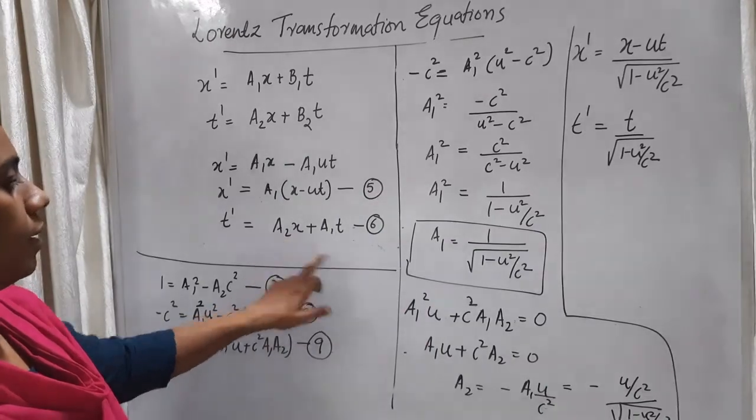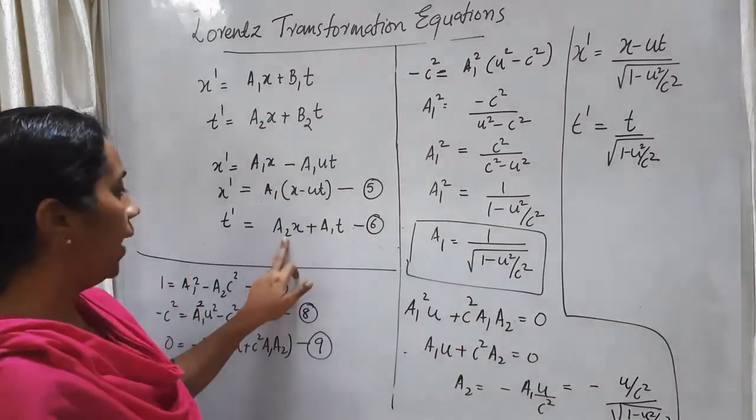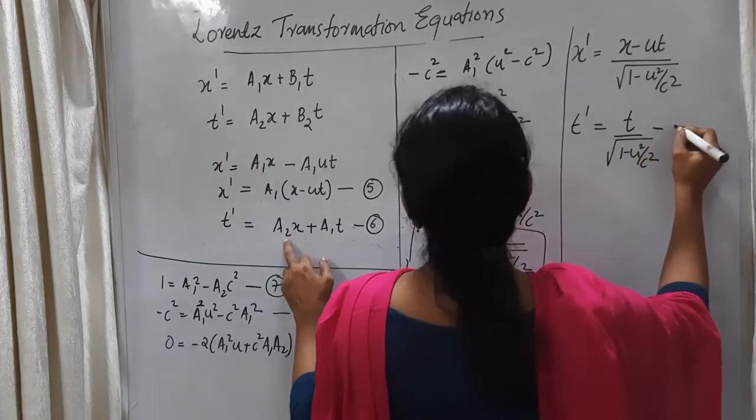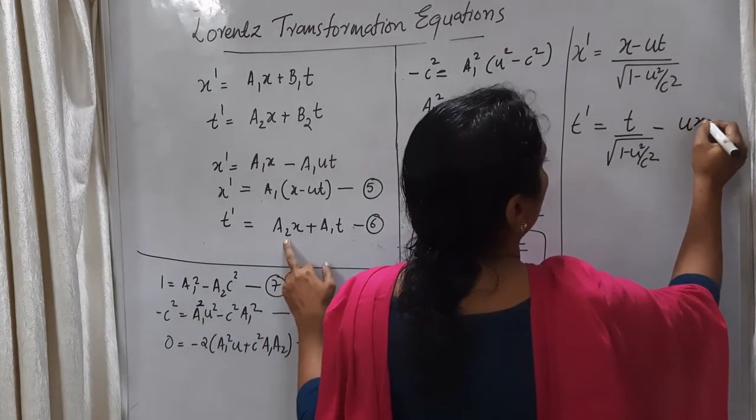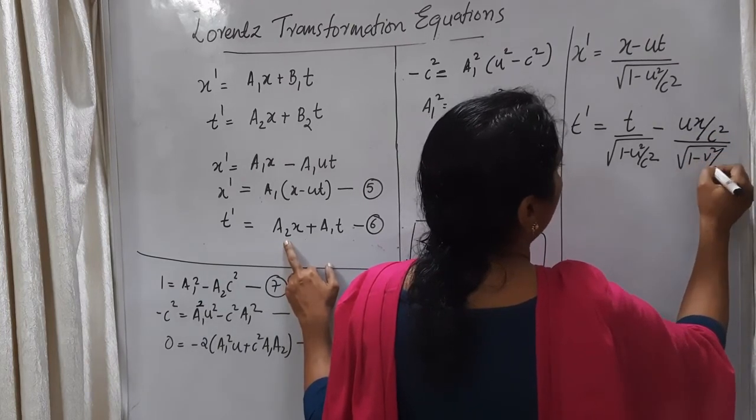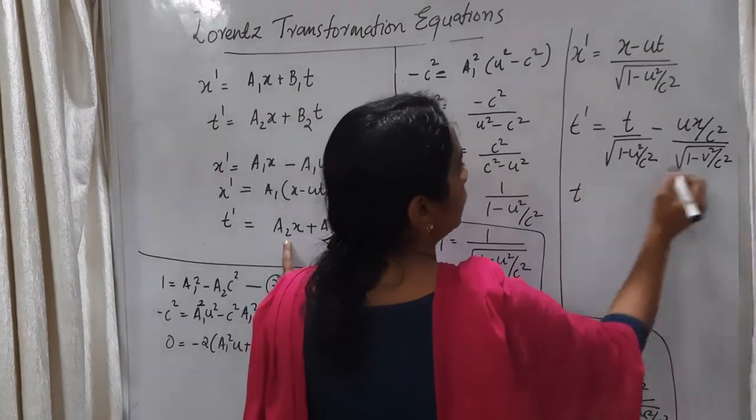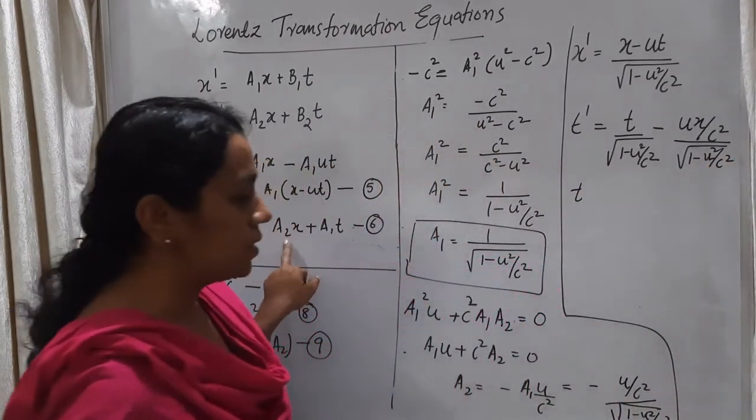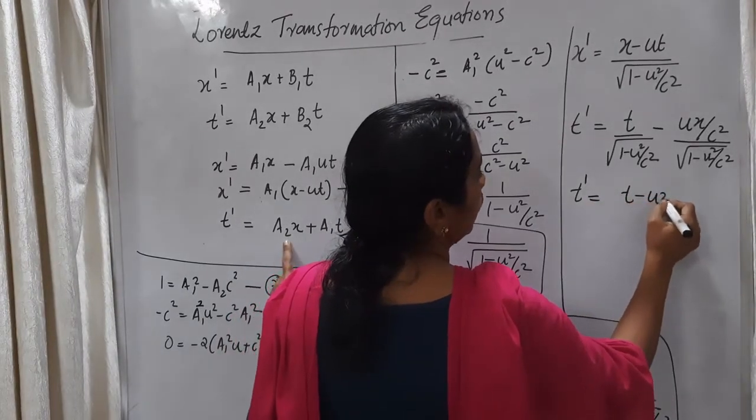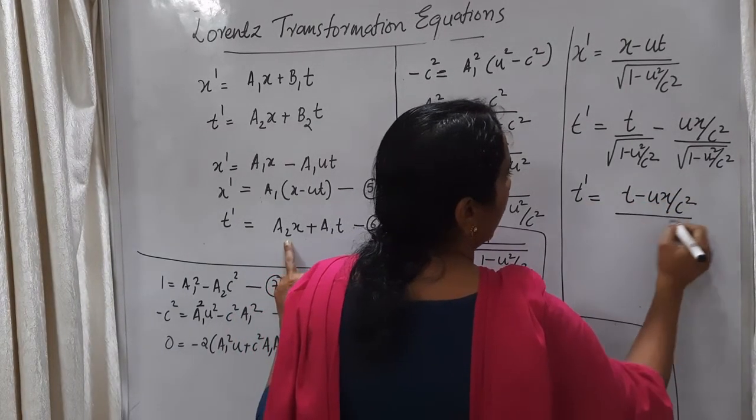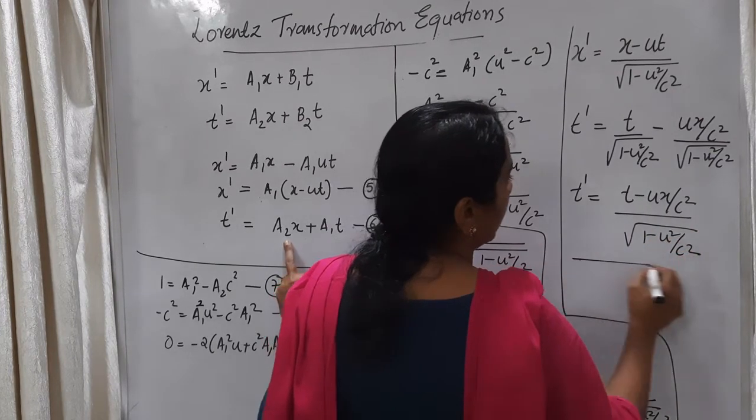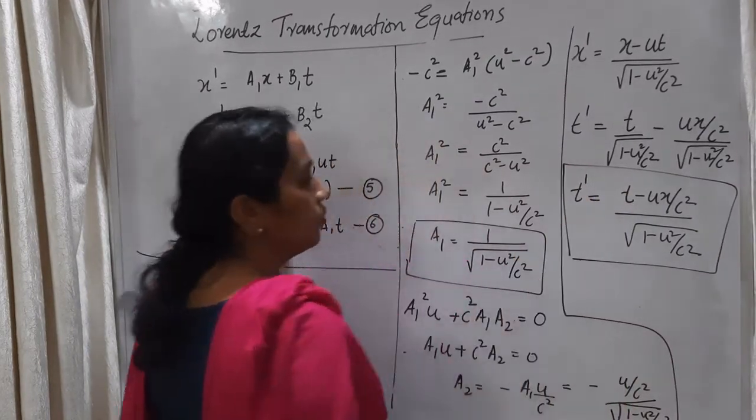So you get it as minus u by c square into x by root of 1 minus u square by c square. So substituting for a2, you get it as minus ux by c square by root of 1 minus u square by c square. It's not v, it's u. So the final expression is t minus ux by c square by root of 1 minus u square by c square. Okay, so this is the transformation equation for time.